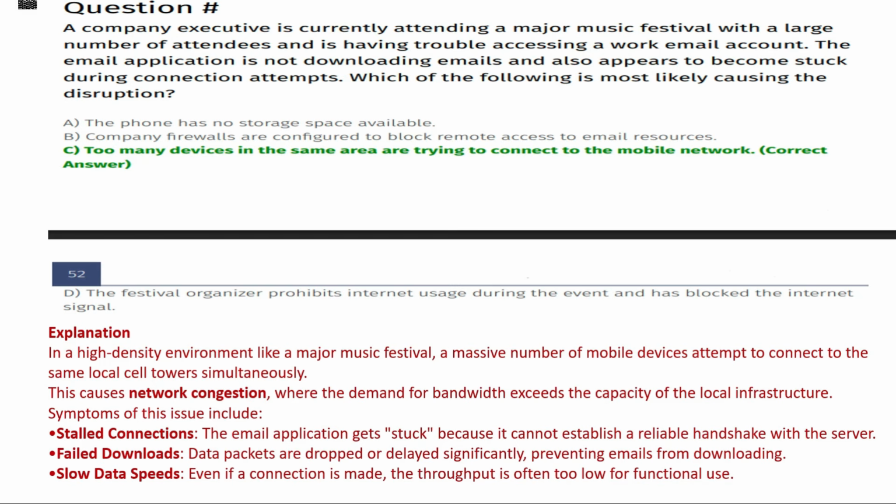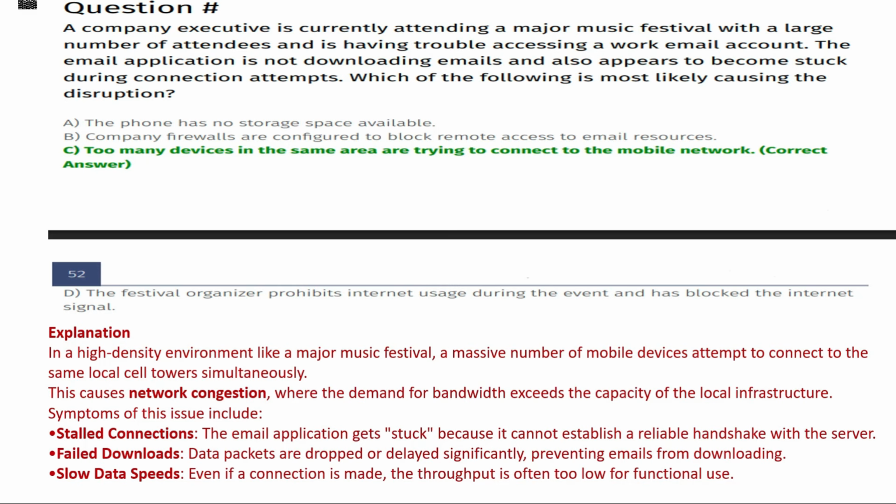And the next question is, a company executive is currently attending a major music festival with a large number of attendees and is having trouble accessing a work email account. The email application is not downloading emails and also appears to become stuck during connection attempts. Which of the following is most likely causing the disruption?